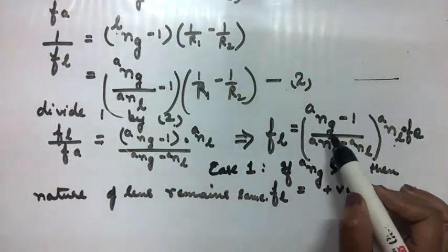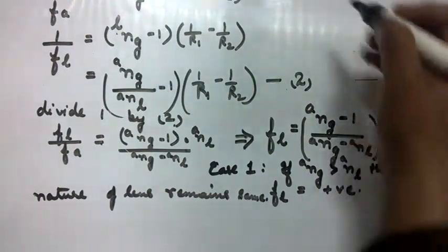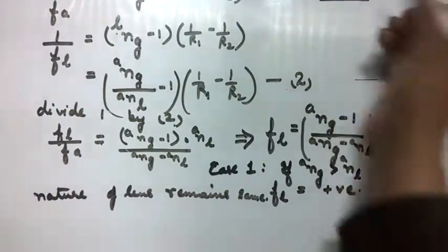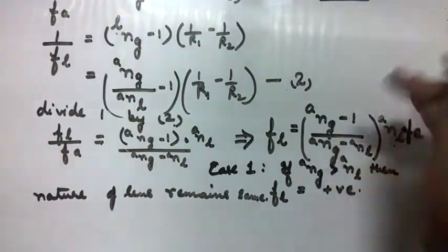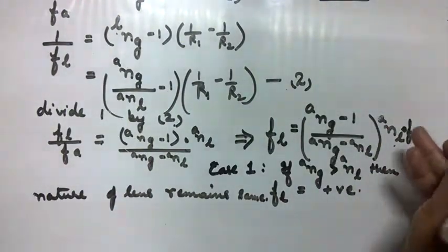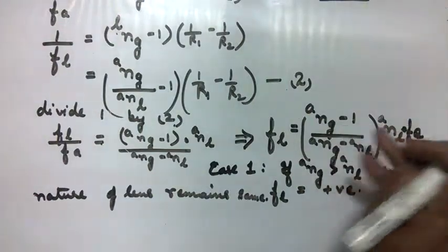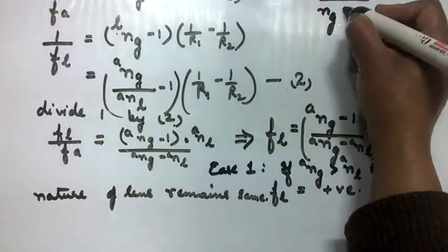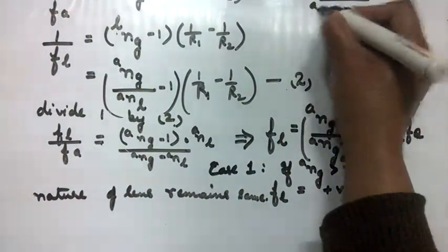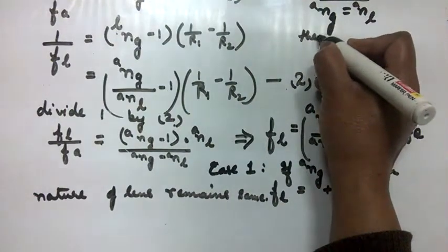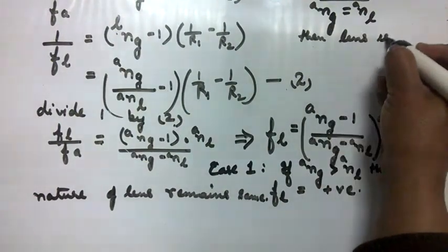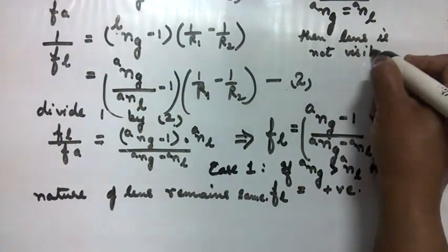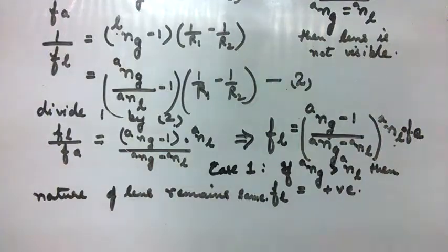The glass will disappear, and it is an important case asked a number of times in board exams: what happens to the lens when it is immersed in a liquid if their refractive indices are equal. That is, if the refractive index of glass is equal to the refractive index of the liquid with respect to air, then the lens is invisible or not visible, will behave like a plane sheet and not visible.